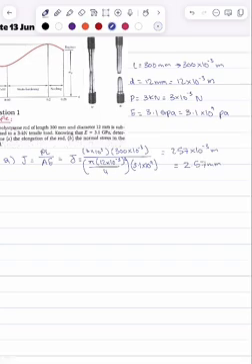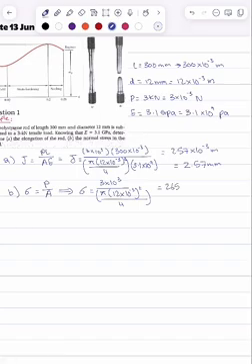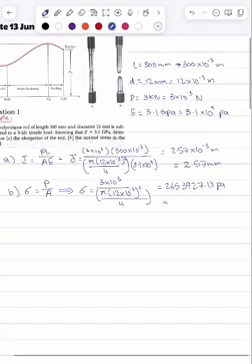B. Stress equals P over A, equal 3 times 10 power 3 over pi times 12 times 10 power minus 3 power 2 over 4, equal Pa. It will be 26.53 MPa.